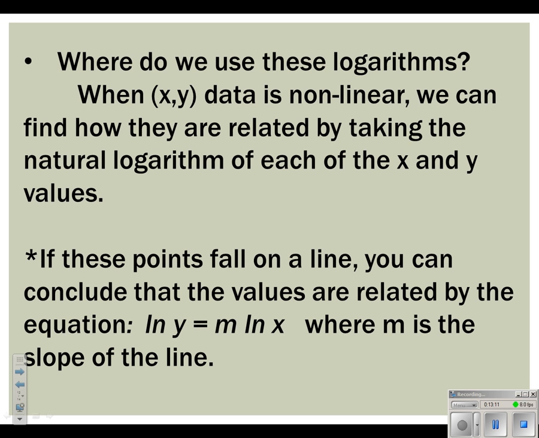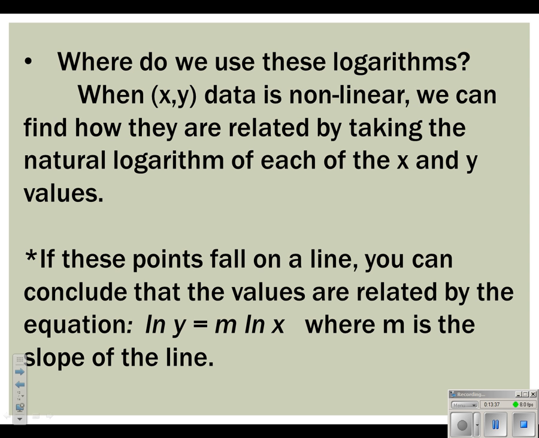When XY data is nonlinear, in other words, maybe it forms a scatter plot where there's a correlation, either positive or negative, with our numbers. We know that sometimes when we graph data, we end up with those scatter plots rather than something that's truly linear. We can find how they are related, those XY points of our scatter plot, by taking the natural log of each of the x and y values.